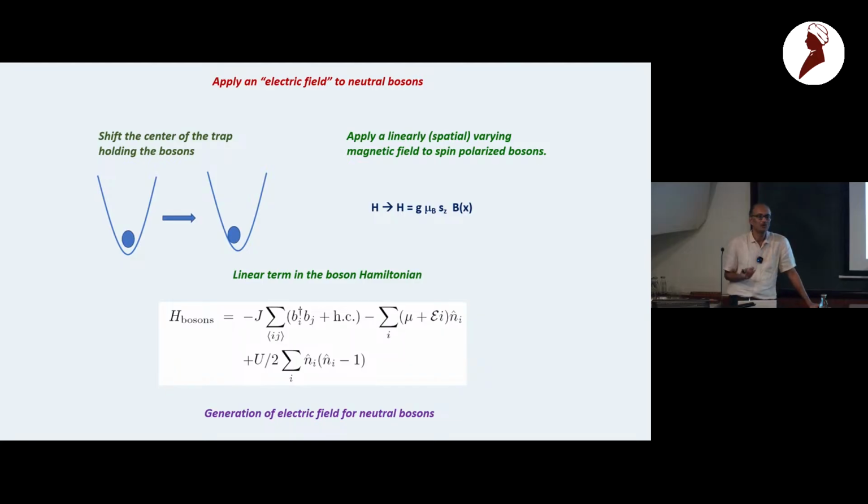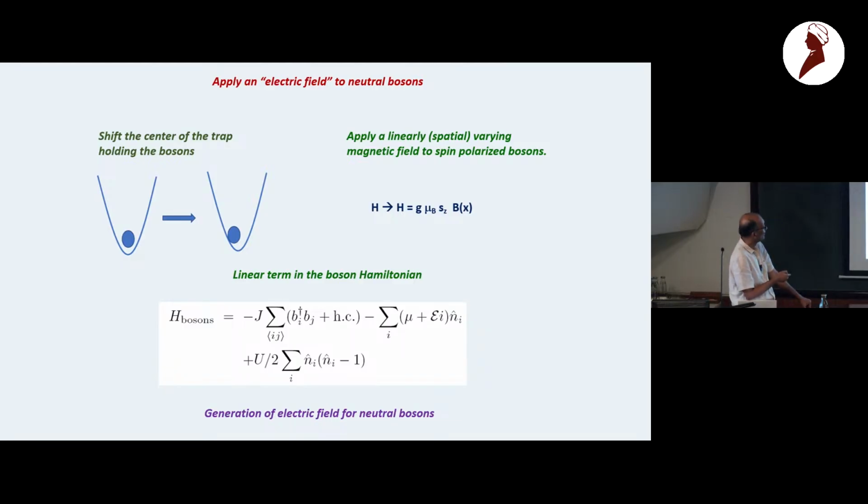Now, what does it mean to apply an electric field to these bosons? Because these are neutrals, you just can't put in a standard potential. So there are two ways of doing it. The first thing you can do is to shift the center of the trap holding the bosons, because this trap is like a harmonic oscillator potential, and once you shift its center, it's like a shifted harmonic oscillator potential, which gives a linear term, and that linear term is just like a potential to these bosons, because the electric field, if you will, gives exactly a similar linear term in the Hamiltonian of any system.